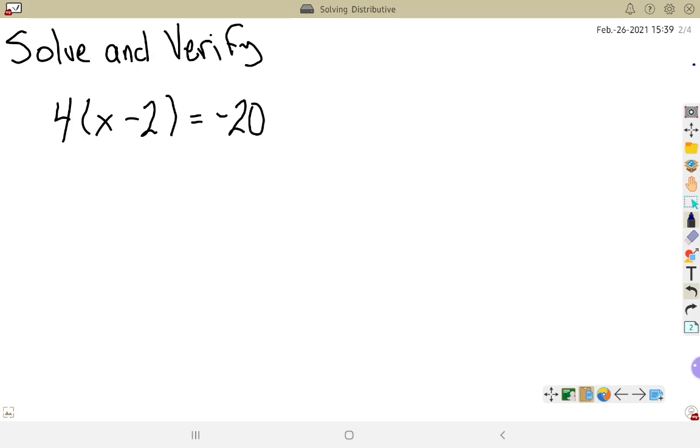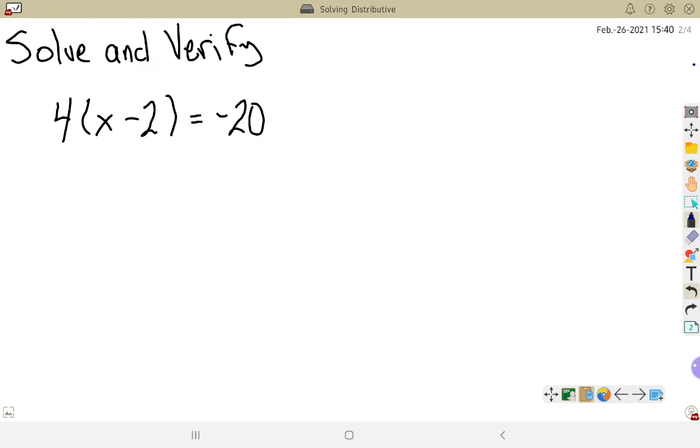Okay, let's do another. This one, 4 times, and then in brackets, I've got x minus 2 is equal to negative 20. So I'm going to show you the other way you can solve this one. Now, I think I've said to you once before that when we're solving equations, it's kind of like working backwards through our order of operations. So if you were pretending to be standing where x is, the first thing that would happen is we would take away 2 from you, and then we would multiply you by 4.